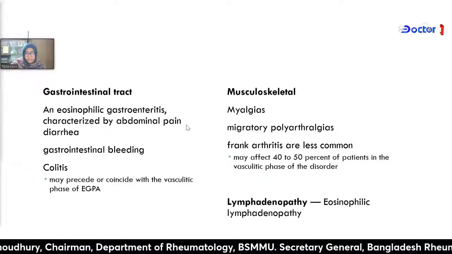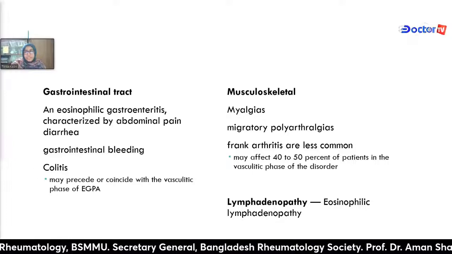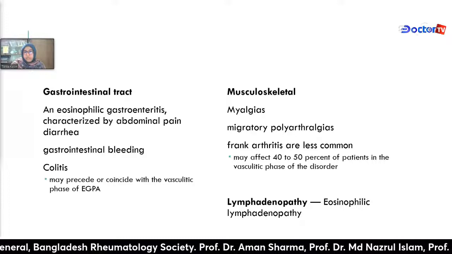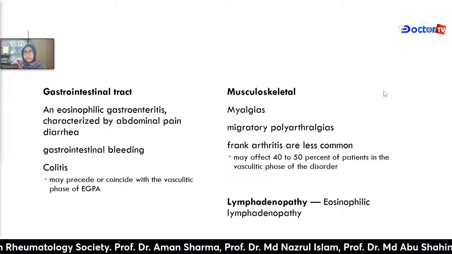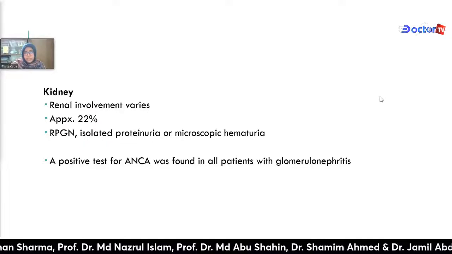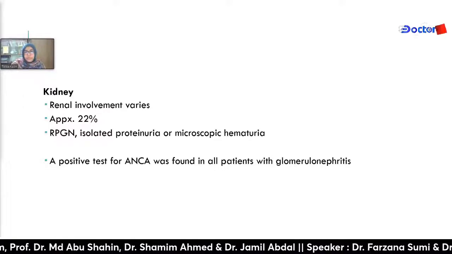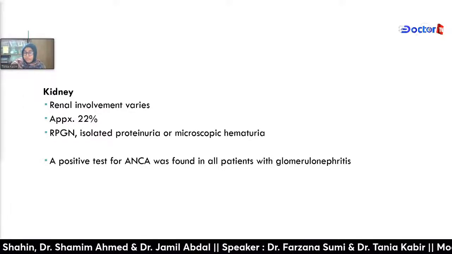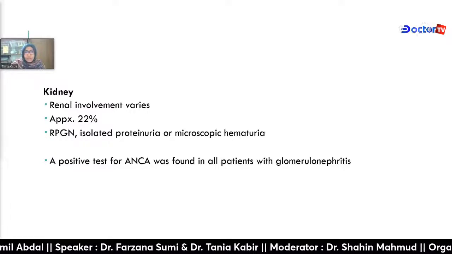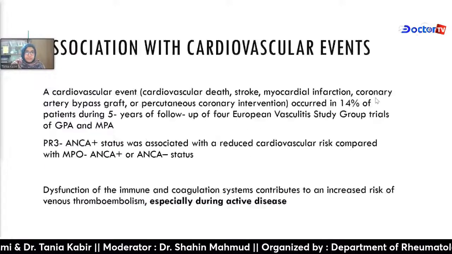Eosinophilic gastroenteritis, gastrointestinal bleeding, and colitis are the manifestations of the gastrointestinal tract, and myalgia and migratory polyarthralgia are found in the musculoskeletal system involvement. Renal involvement varies in different studies in EGPA, but approximately 2 to 2% is found at the time of diagnosis. Presentation may vary from RPGN to isolated proteinuria or macroscopic hematuria. A positive test for ANCA was found in all patients presenting with glomerulonephritis in EGPA.